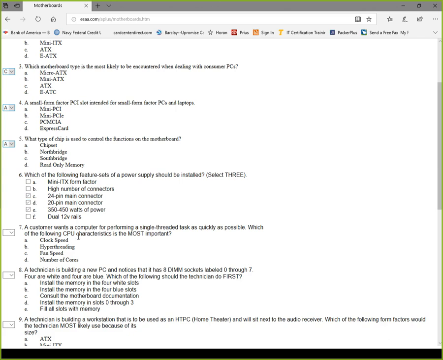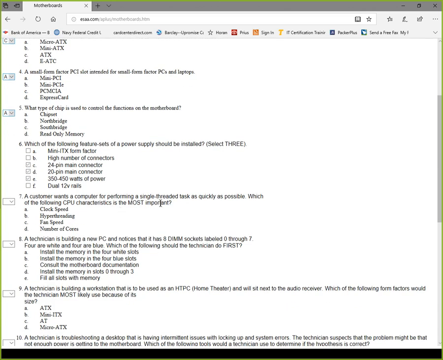A customer wants a computer for performing a single-threaded task as quickly as possible. Which of the following CPU characteristics is most important? A. Okay.